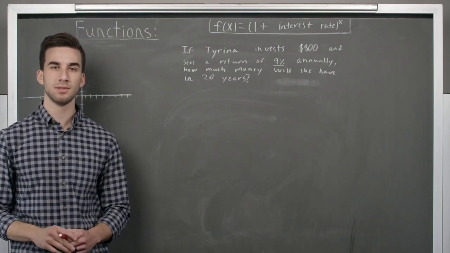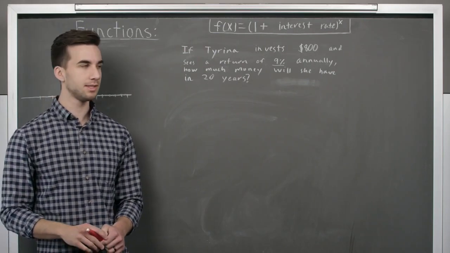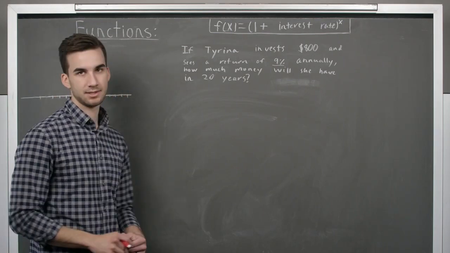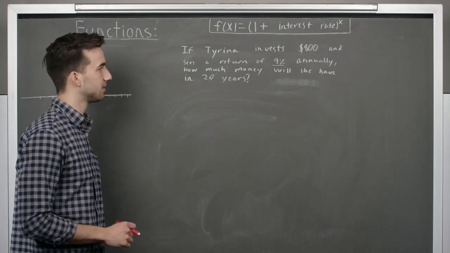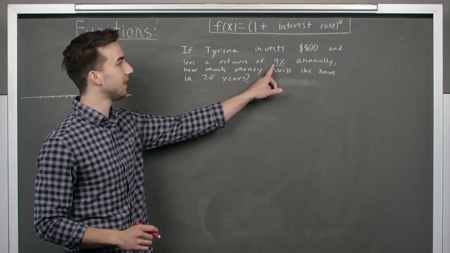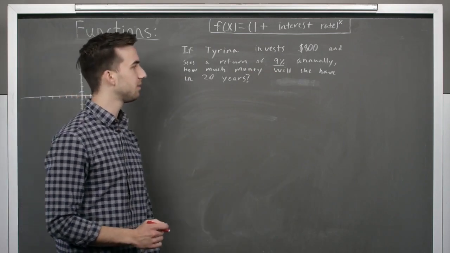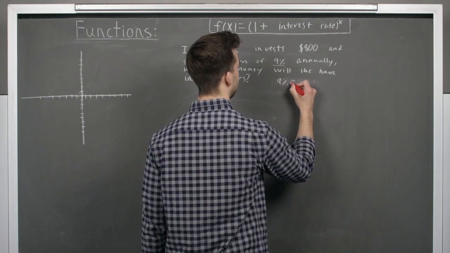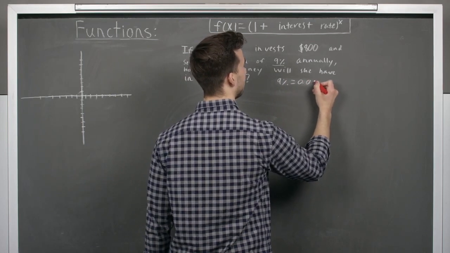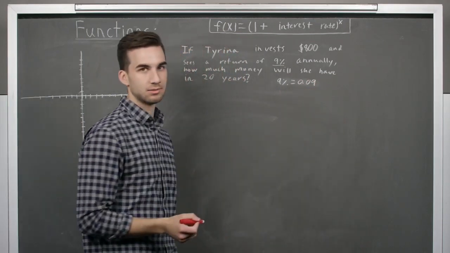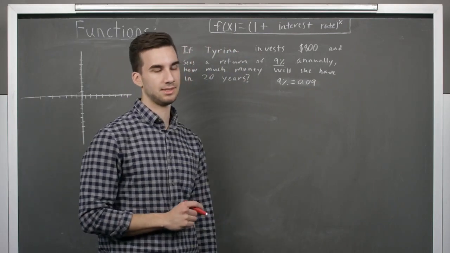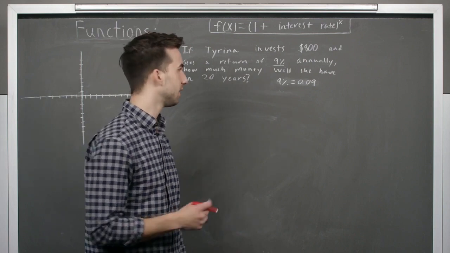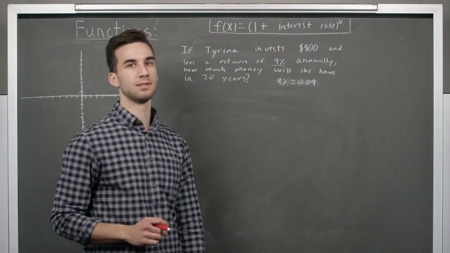In this example, we can use an exponential function to help us find how much money Tyrena will have in 20 years if she invests $800 with a return of 9% annually. So 9% we can also write as 0.09, if you remember how percentages work, because 100% is equal to 1, 50% is equal to 0.5, 10% is equal to 0.1, 9% is equal to 0.09.